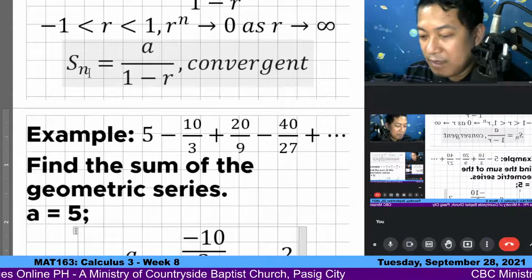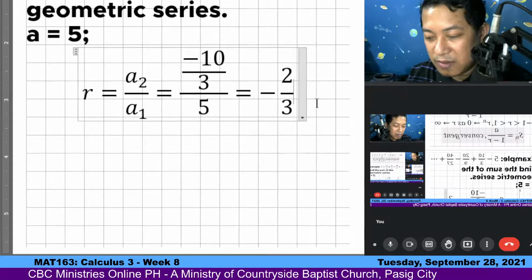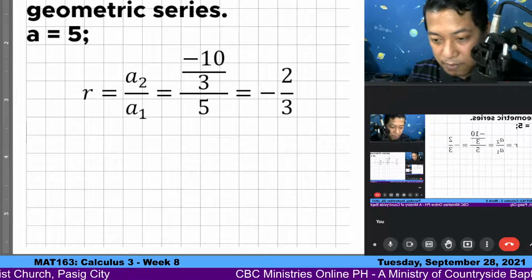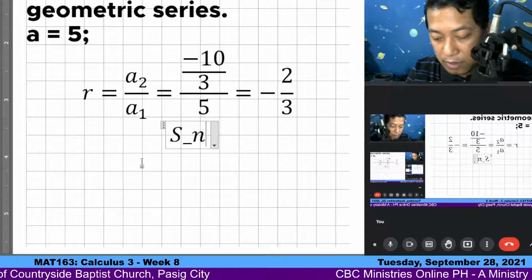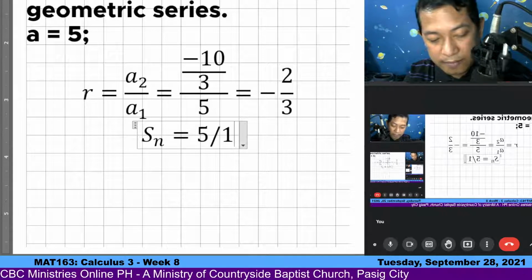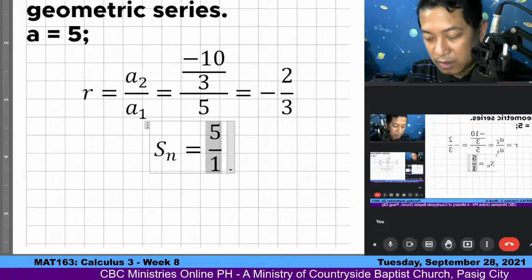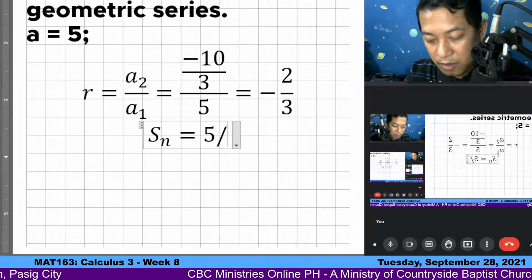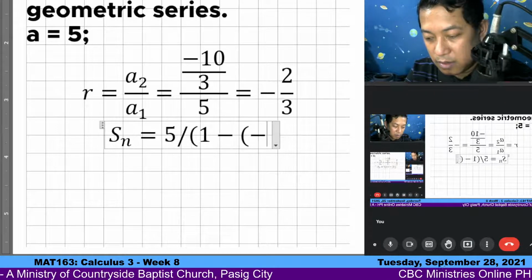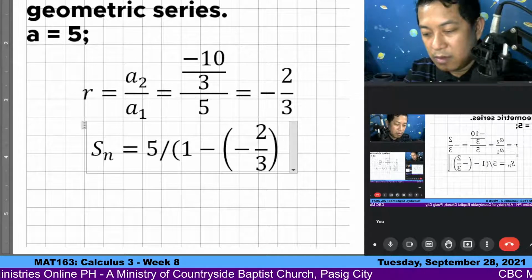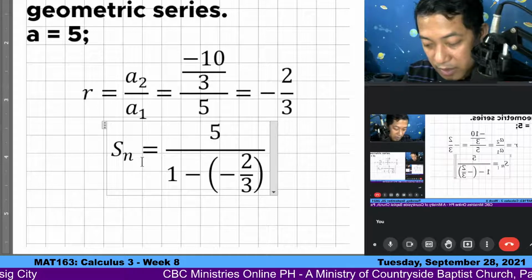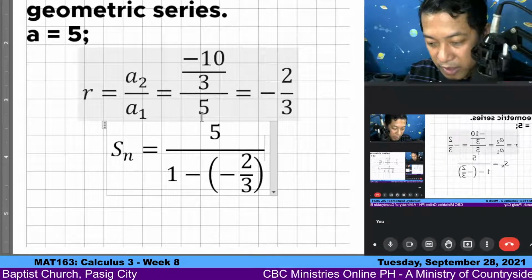Ayan. So, titingnan natin dito. So, from there, we could just substitute. Now, we could just substitute the sum. Okay. Which is the first term, it's 5 over 1 minus R. So, mali ako doon. 5 over the quantity 1 minus negative 2 thirds. Yan. So from there, we could have a simplified term. Of course, we could manipulate this expression.